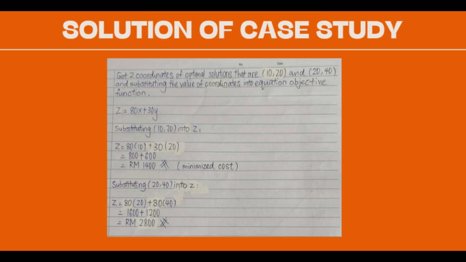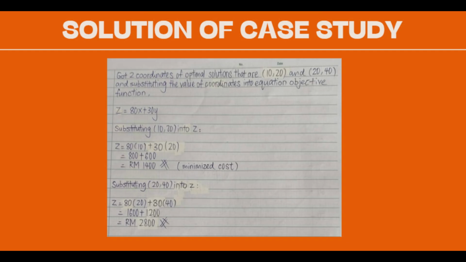So we will substitute these two coordinates, 10 and 20, and also 20 and 40, into the objective function, which is z is equal to 80s plus 31y. By substituting 10 and 20 into the objective function z, we find the cost is RM 1,400. While substituting 20 and 40 into the objective function z, we find the cost is 2,800.